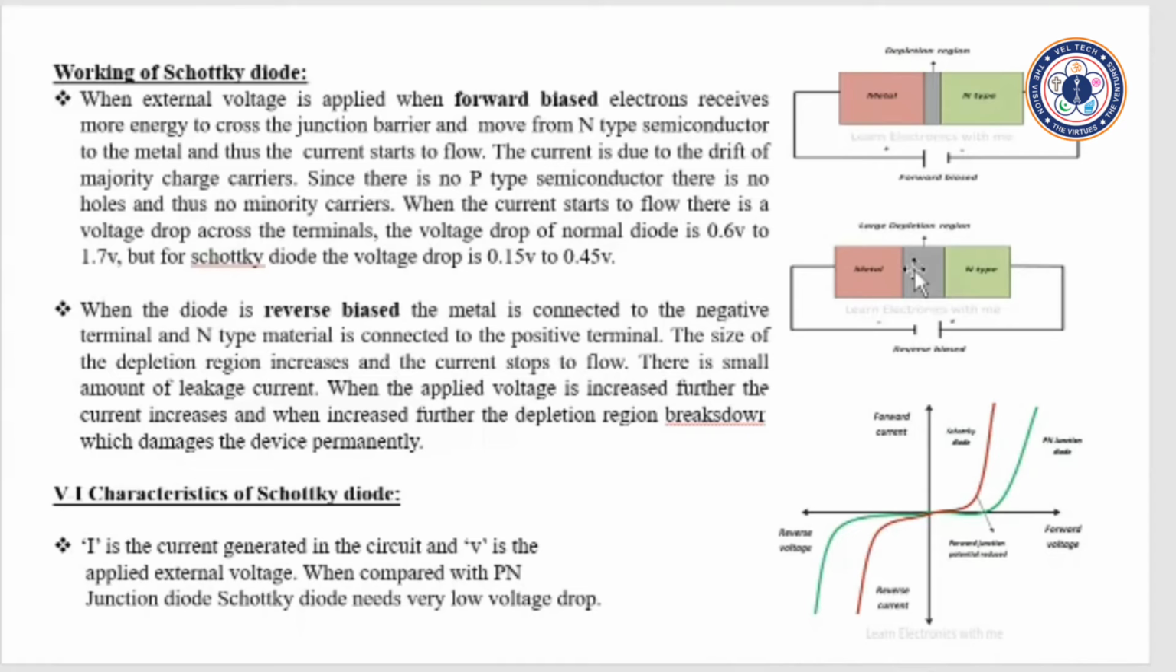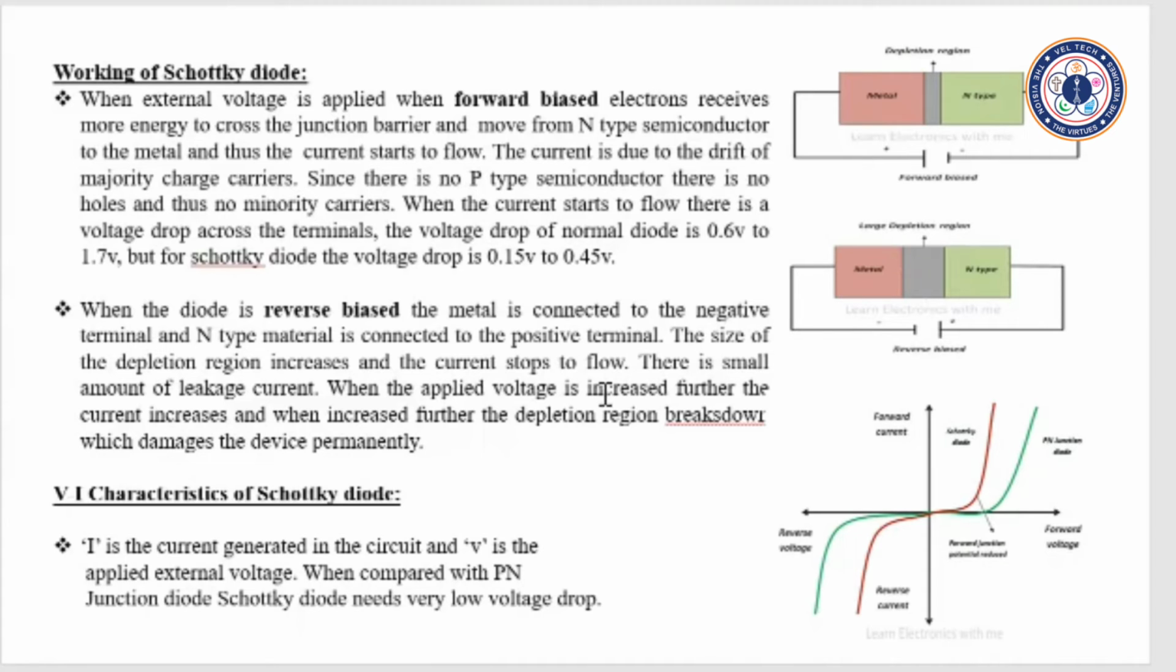When I increase the applied voltage, the current starts to increase. When I increase the applied voltage further, breakdown will occur in the depletion region, which will damage the device permanently.